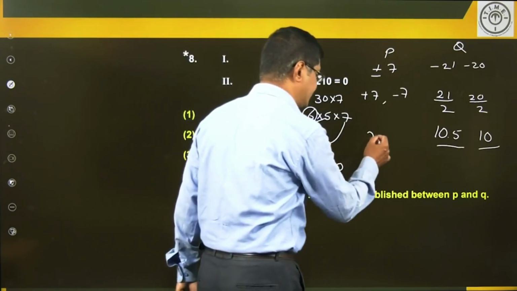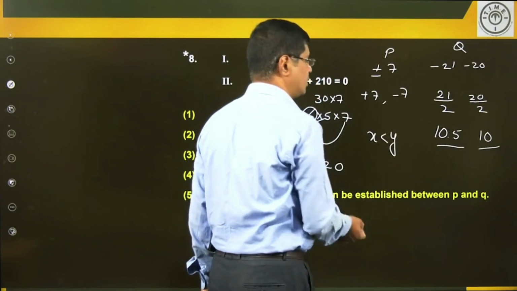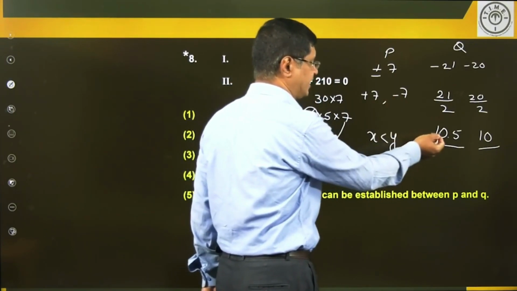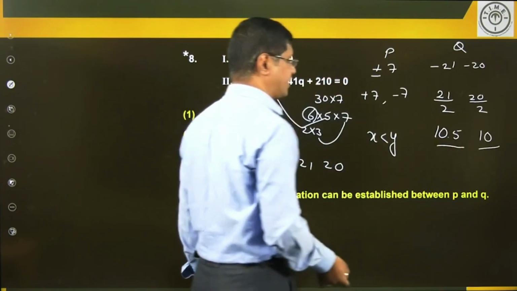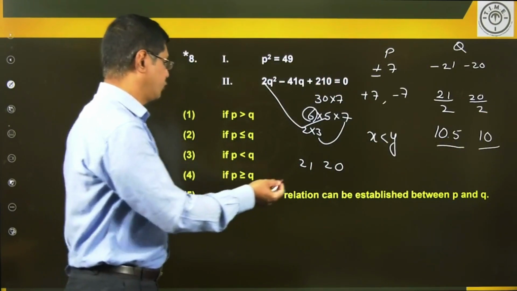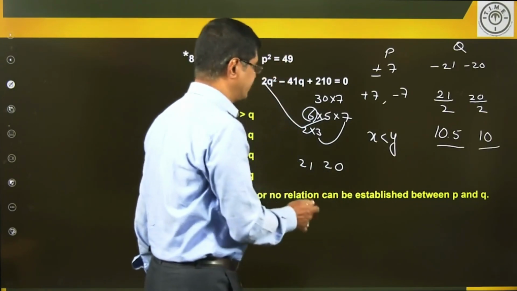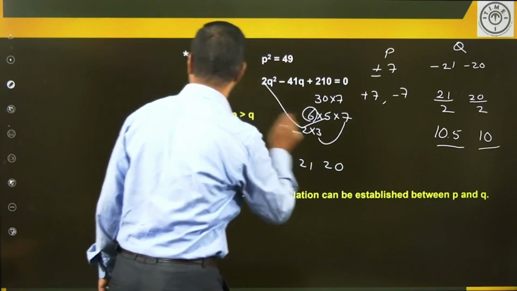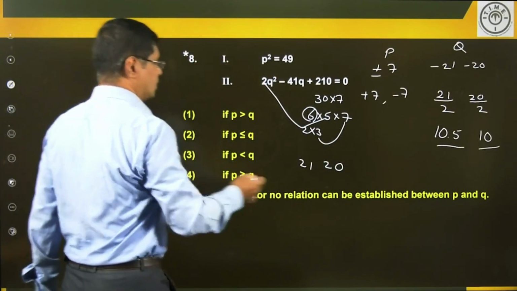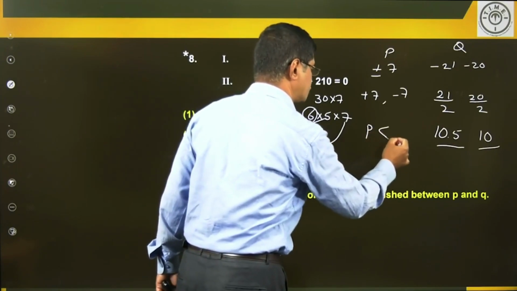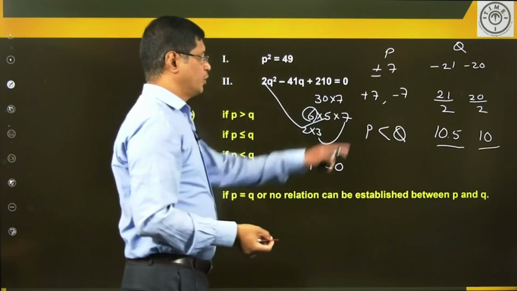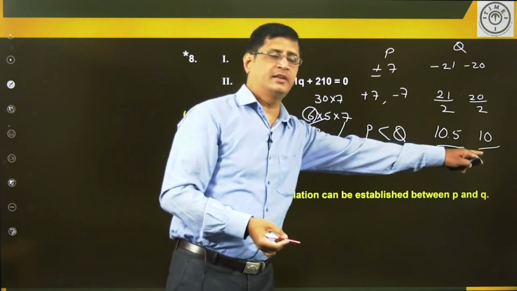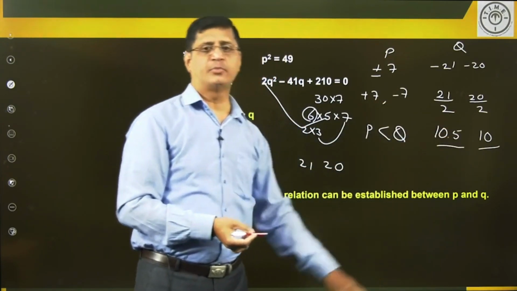So, x is less than y. Minus 7 is less than 10.5 and 10. So, it is satisfying this. Here P and Q are given, not xy. Let me write P and Q. So, P is less than Q. Positive 7 is less than 10.5 and 10, and minus 7 is also less than 10.5 and 10.